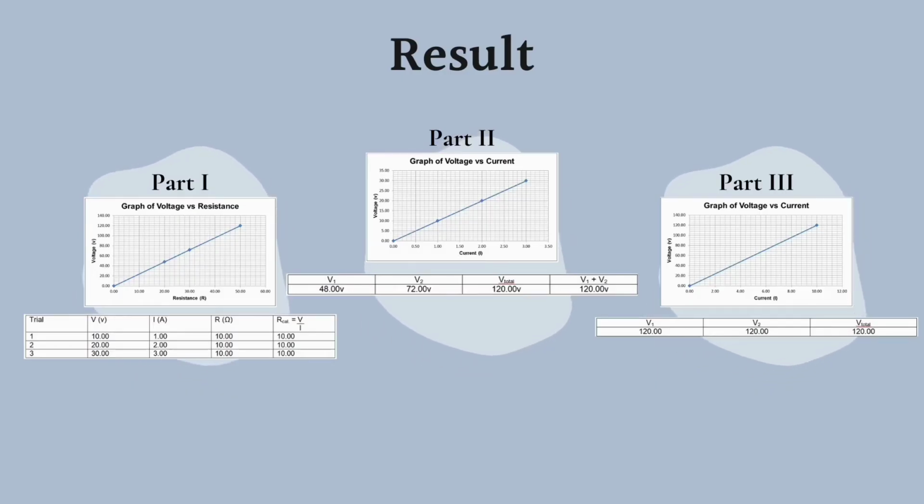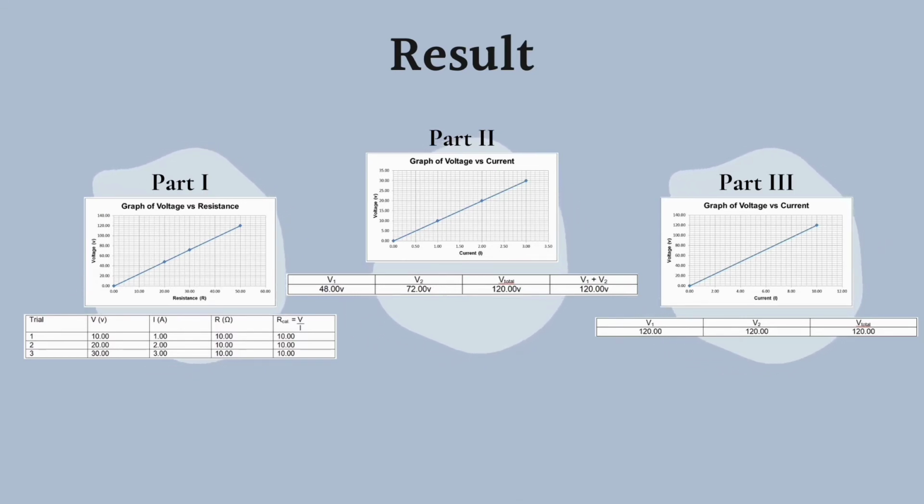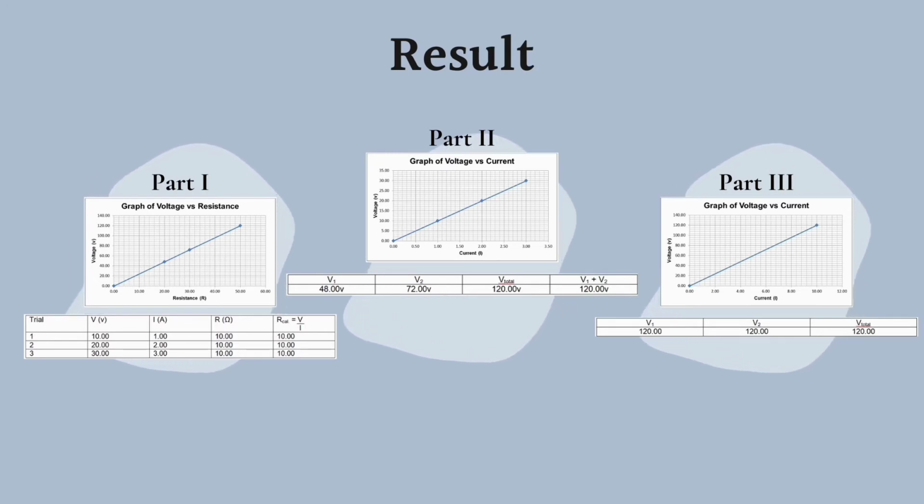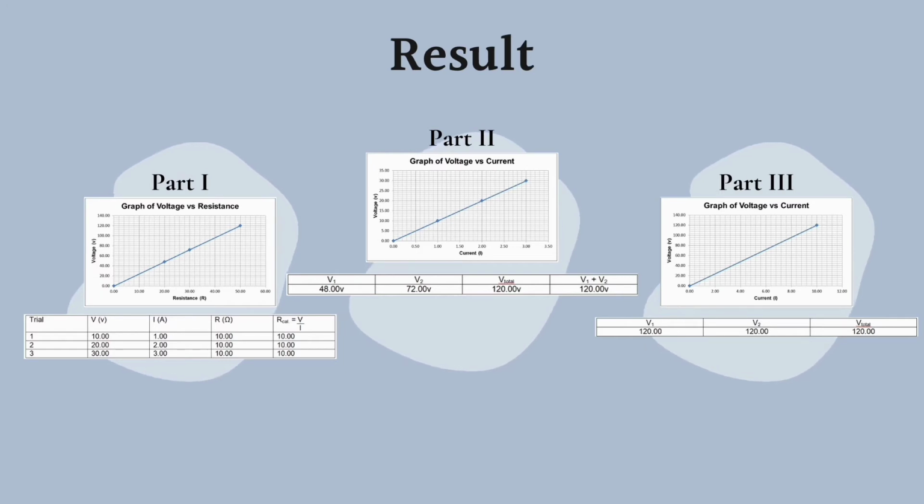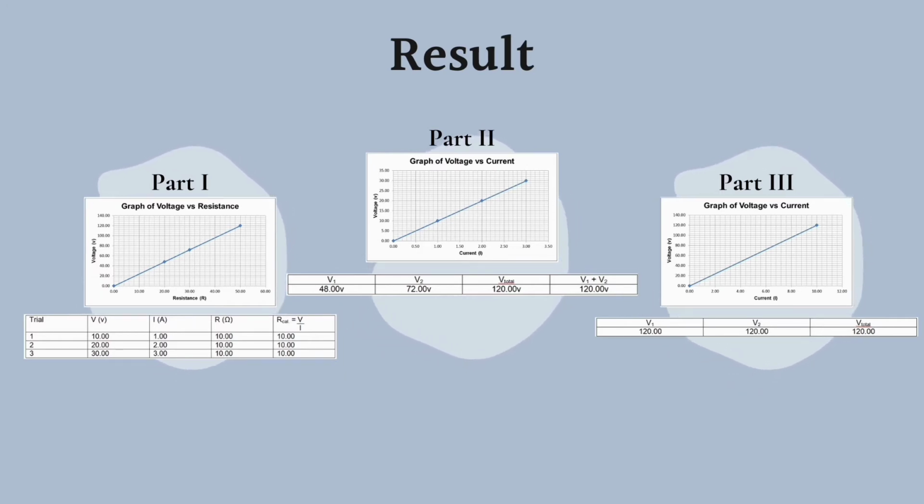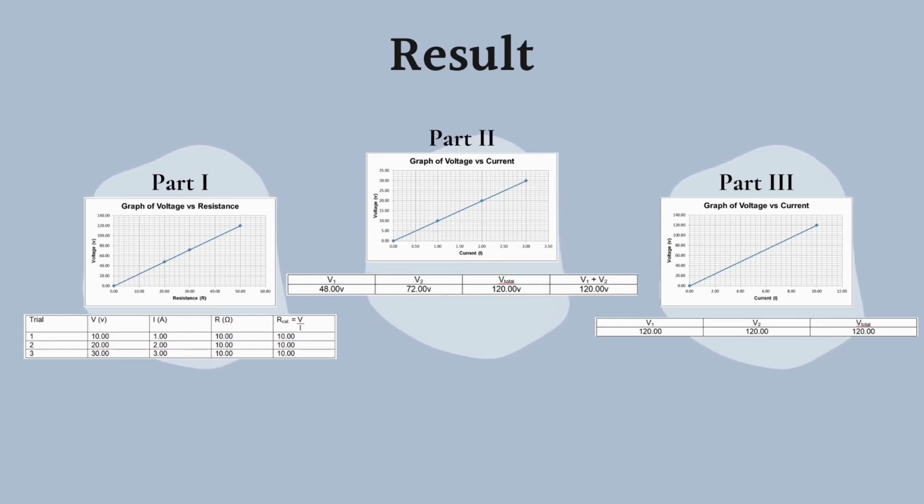The results for experiment Part 1, Part 2, and Part 3 are as follows. For Part 1, the graph of voltage versus resistance has been plotted. For Part 2, the graph of voltage versus current has been plotted. And the last one, for Part 3, the graph of the total voltage versus the total current has been plotted.